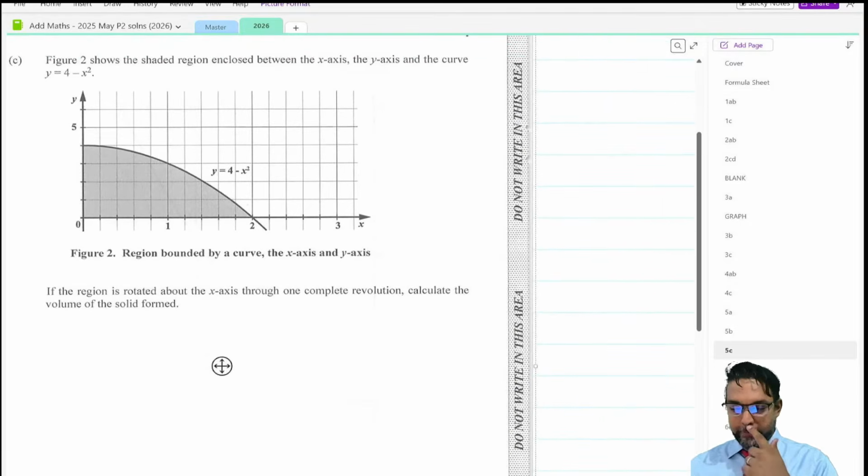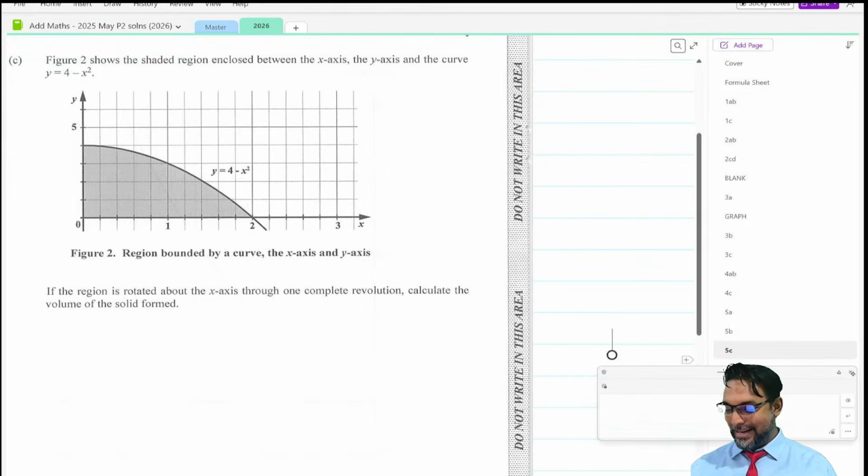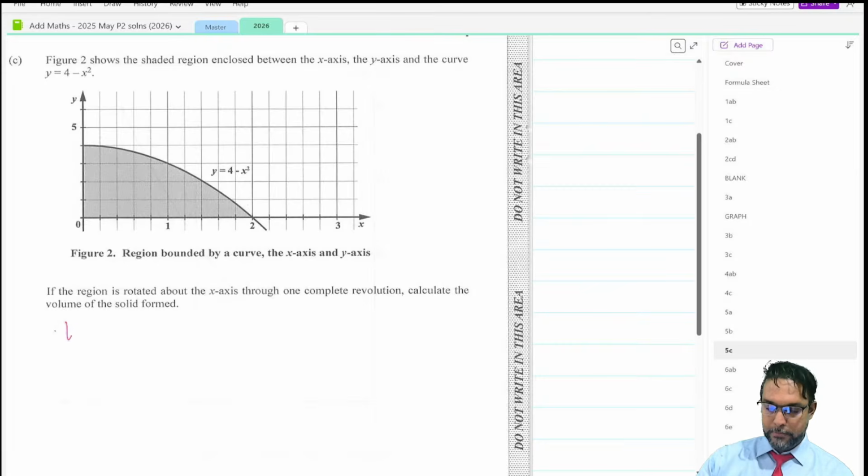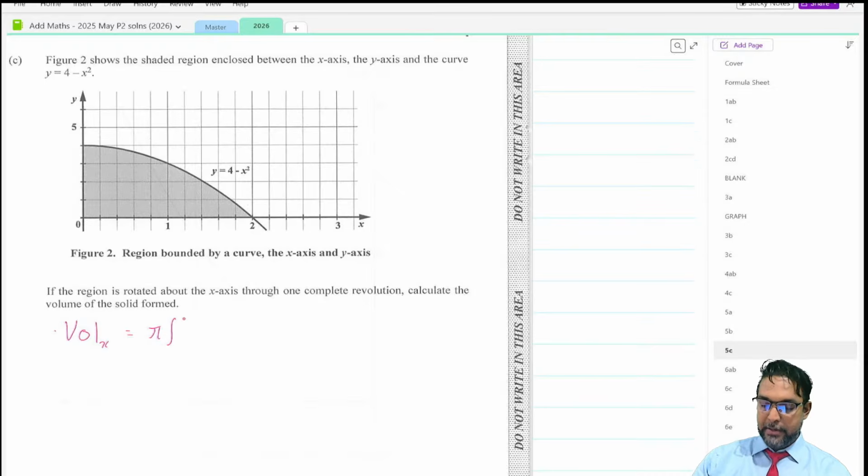All right. Figure 2 shows the shaded region enclosed by the line and the curve. If the region is rotated about the x-axis through one complete revolution, calculate the volume of the solid formed. So the volume about the x-axis is equal to pi times the integral between 2 and 0 of y squared dx.